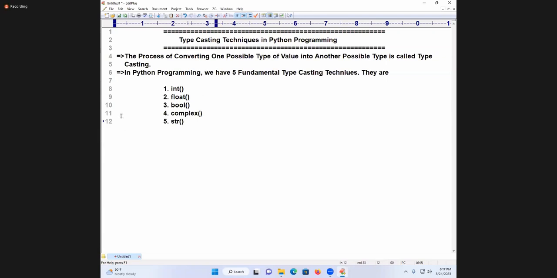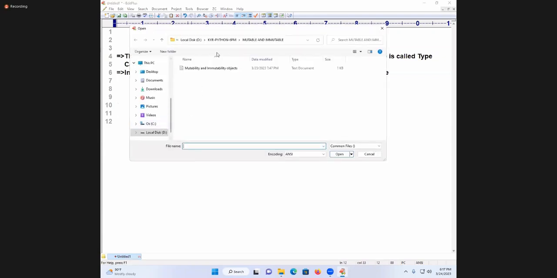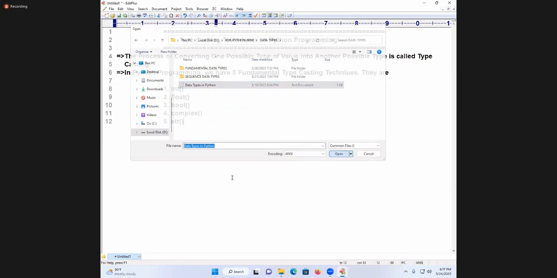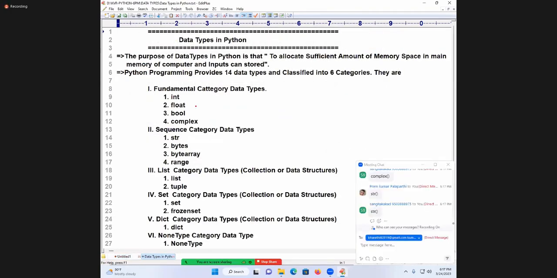Str of. Like that, I'll open the data types chart so that you can understand. Under data types, how many data types are there? 14. What are the typecasting functions? Int of, float of, bool of, complex of, str of, bytes of, byte array of, range of, list of, tuple of, set of, frozenset of, dict of. None type is not there. Out of 14 data types, only 13 typecasting techniques are available.